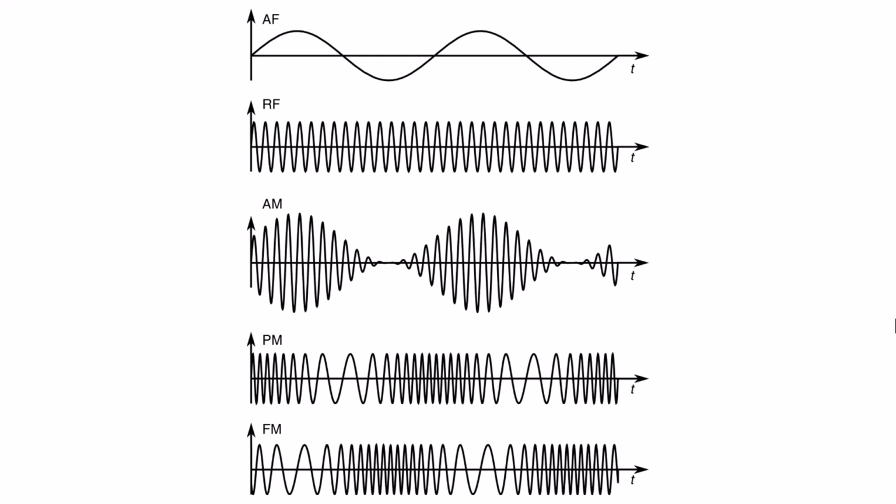The next question, which of the following is an effect of overmodulation? When you overmodulate, you're going to get excessive bandwidth. Sometimes they call that splatter. You're splattering all over the band.